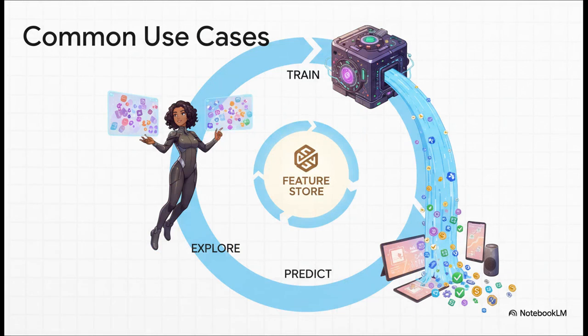This makes the Feature Store pretty much an essential tool for the entire ML lifecycle. From just exploring data to find valuable signals, all the way to training robust models that you can actually trust, and then finally, serving predictions at scale with total confidence that your data is consistent.